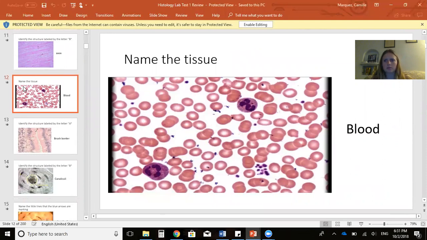slide that not a lot of people get in their practice quizzes. It is one of your vocab words, one of the tissues you need to know. If you see this, it's going to be your blood. We don't really have another picture we use, but if you get this picture and it says name the tissue, this is blood. That's all they would ask you about it. They wouldn't ask you any structures or anything.